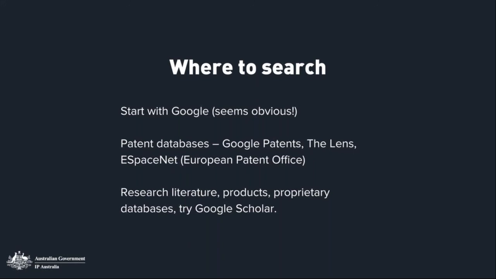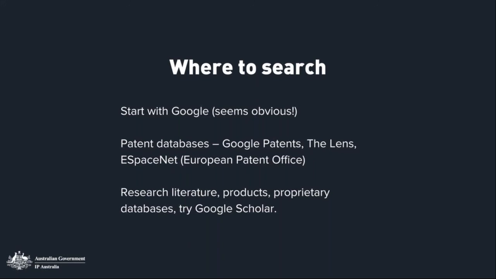eSpace is also good in general for searching in foreign countries, including non-English speaking countries, but the drawback is that you can only search for keywords in the title and abstract. So you'll need to make sure you try as many variations as you can on your keywords.